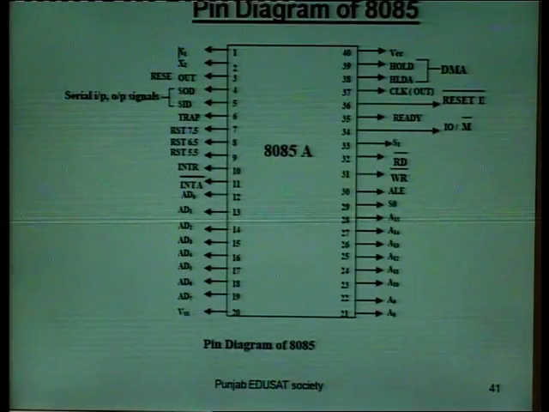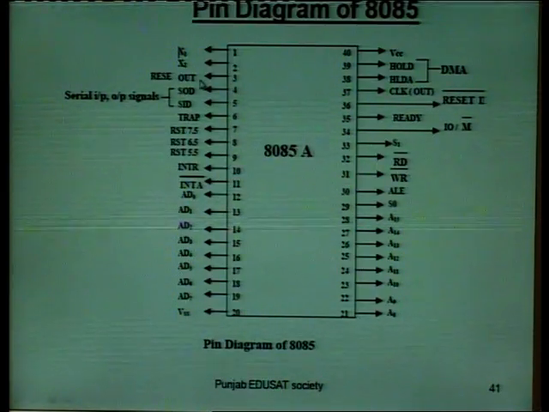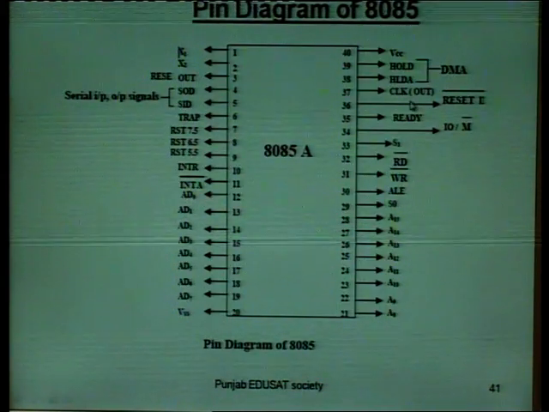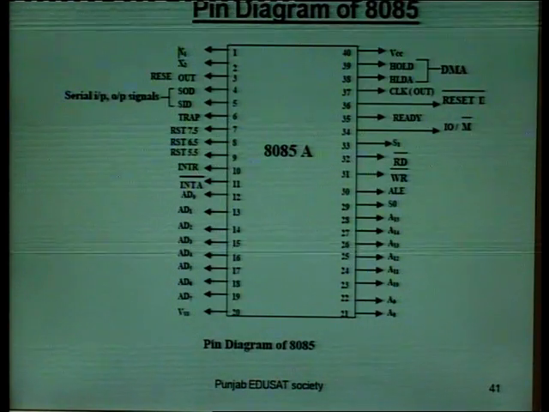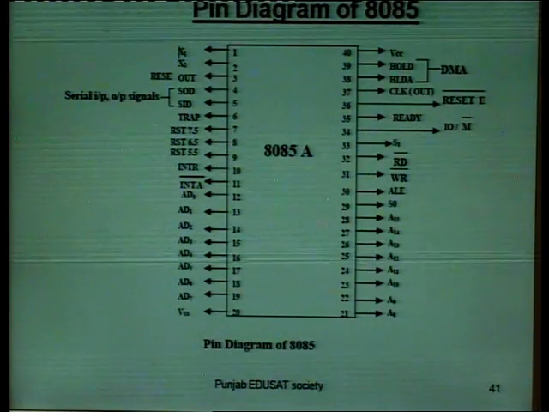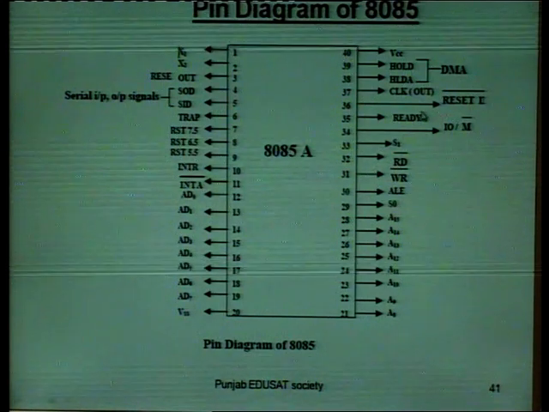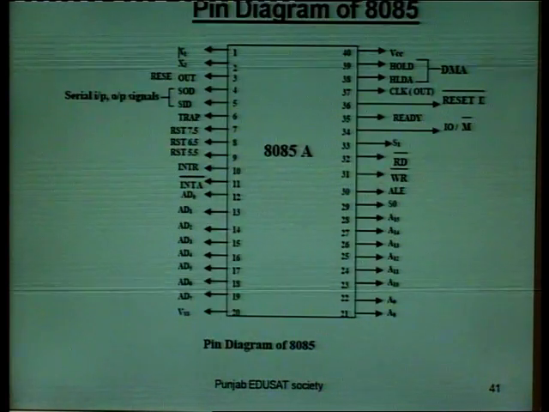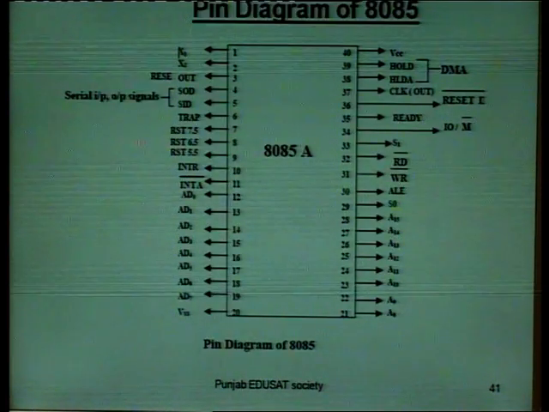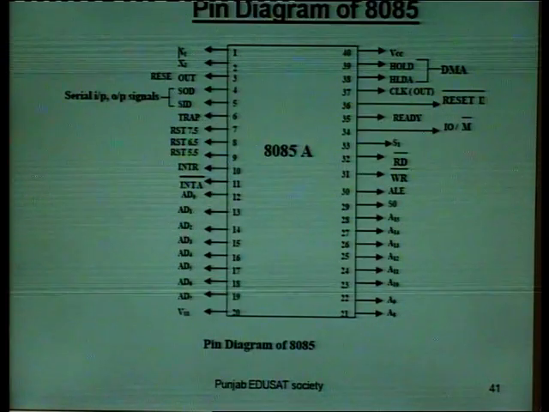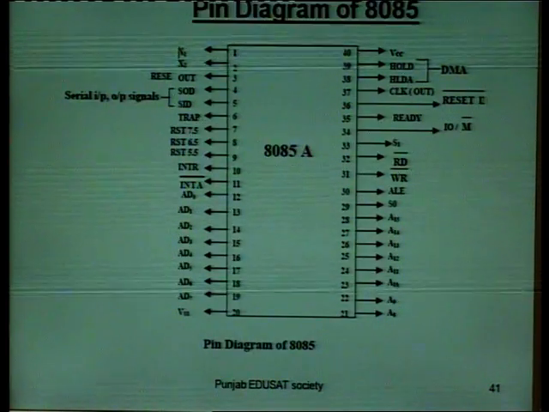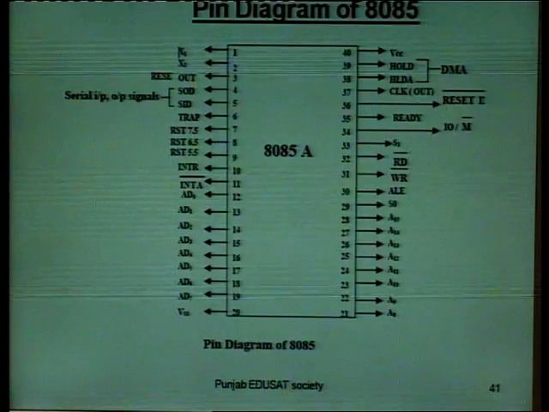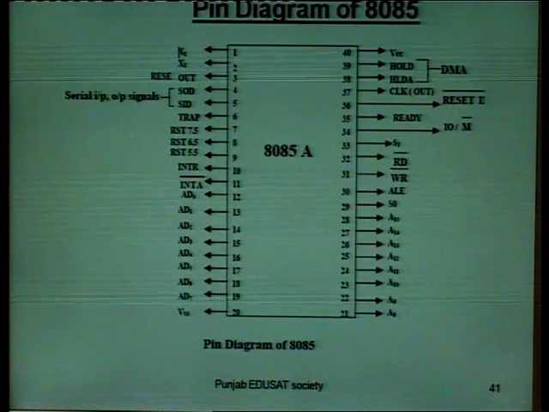Then we have reset in. Reset in, it is an active low input signal at 36th pin number. It sets program counter to 00, resets the interrupt enable, hold acknowledge, etc. The CPU is held in reset condition as long as signal at this pin is kept low.